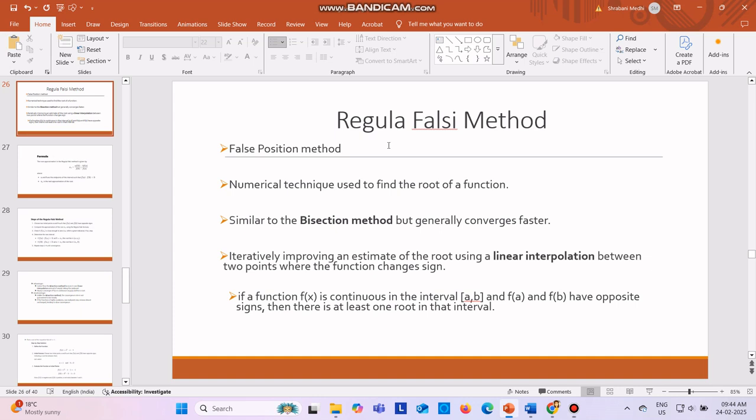In this video, we are going to see about the Regula Falsi Method. It is also known as the false position method. It is a numerical technique which we use to find the root of a continuous function. It is similar to the bisection method.